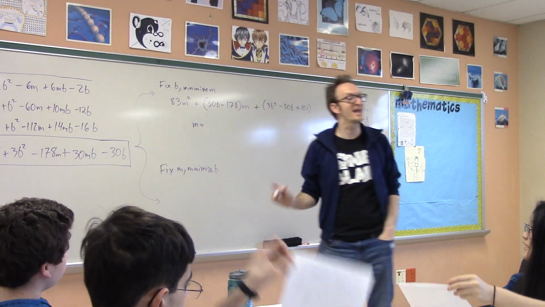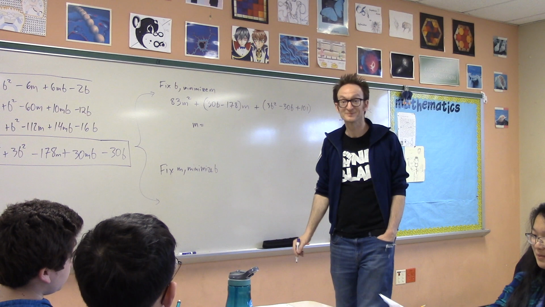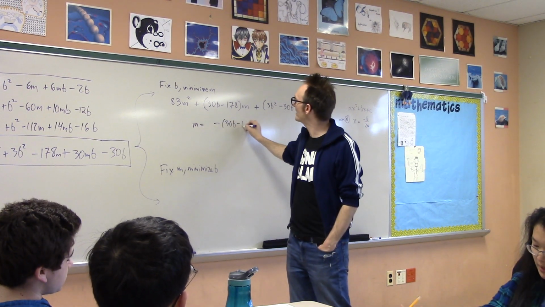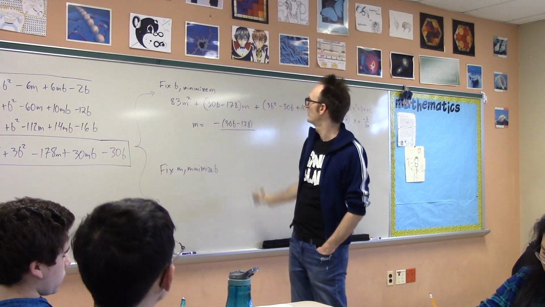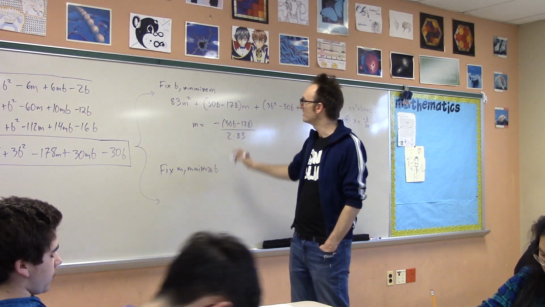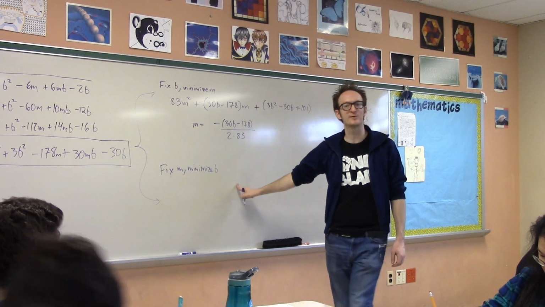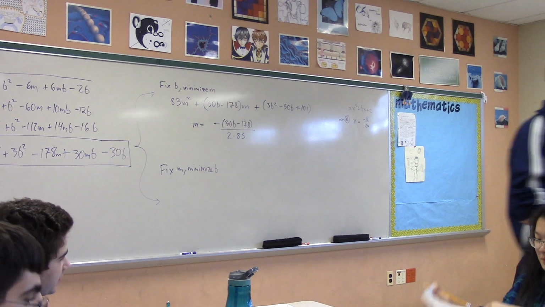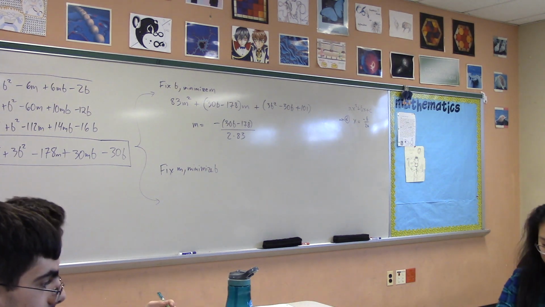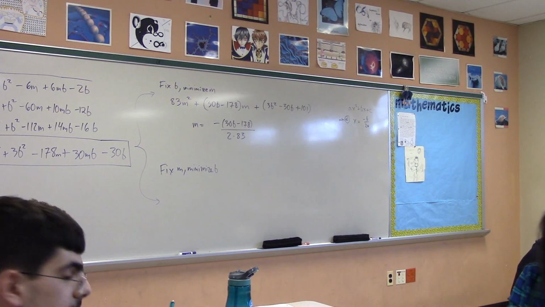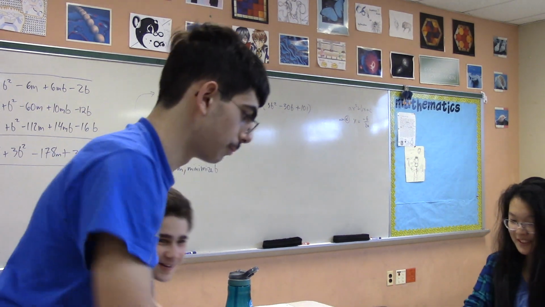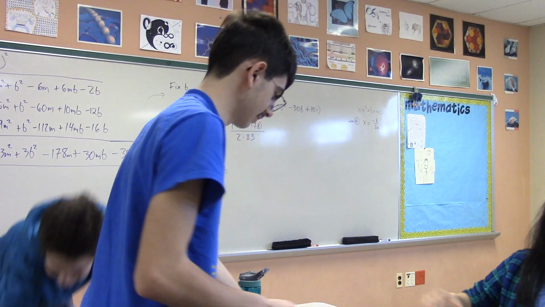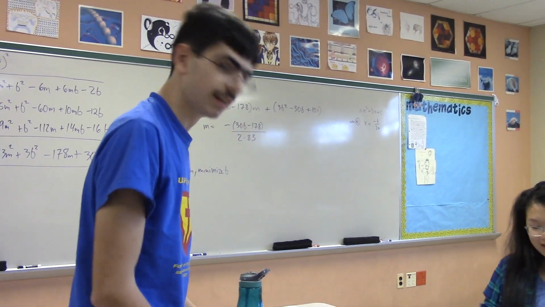So what should we do? We should set m to be negative (30b minus 178) over 2 times 83. That's the minimum m. Then we do it over again for the b's. Get it? Fish? Yeah. And then you put them both together. All right. Was that a success? Would be a lie to say yes. Did we try? It would be a lie to say no. Goodbye, Internet.